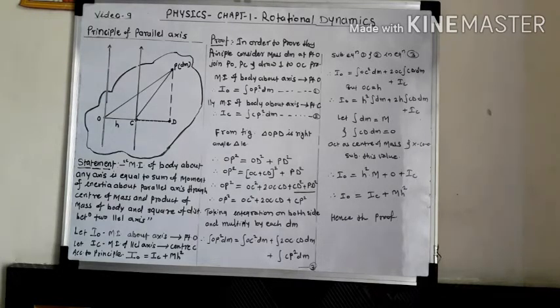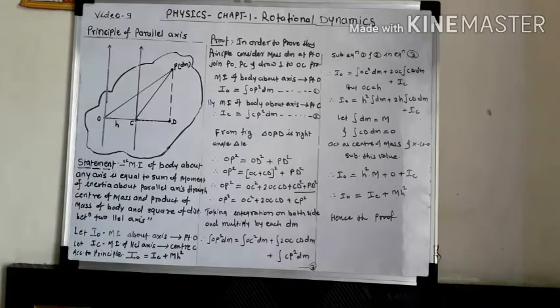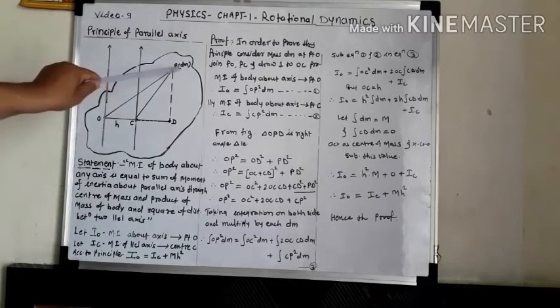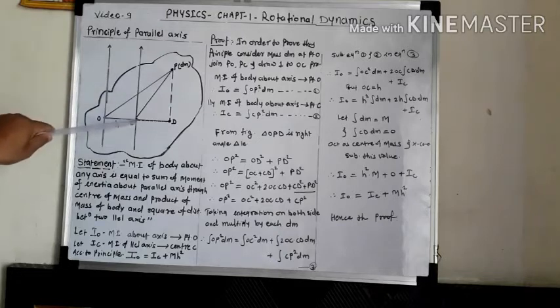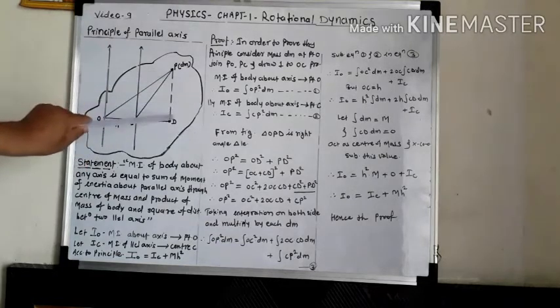In order to prove this principle, we have to consider a small element of mass dm at point P. Then we can join PO and PC, and draw the perpendicular PD to OC produced. Then this is nothing but the right angle triangle OPD.